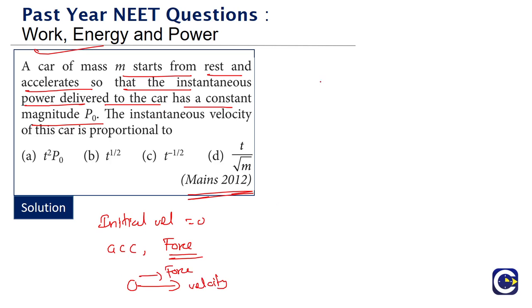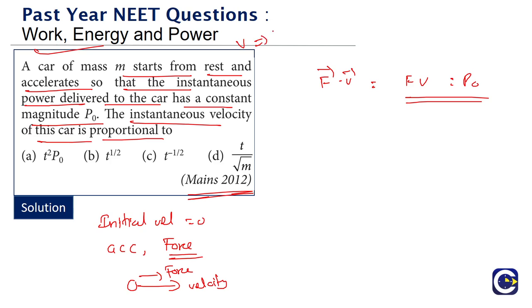What is the instantaneous power? Power acting on a moving object will be F dot v. Since F and v are in the same direction, it is F into v. This is constant, they are saying p naught. The instantaneous velocity of the car is proportional to, we need to find the instantaneous velocity in relation to time and maybe mass.